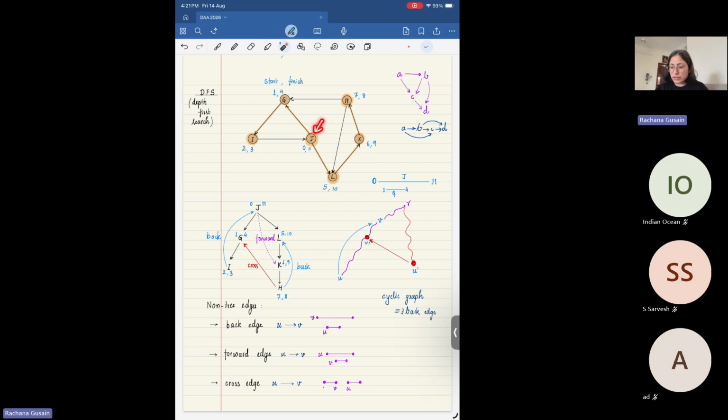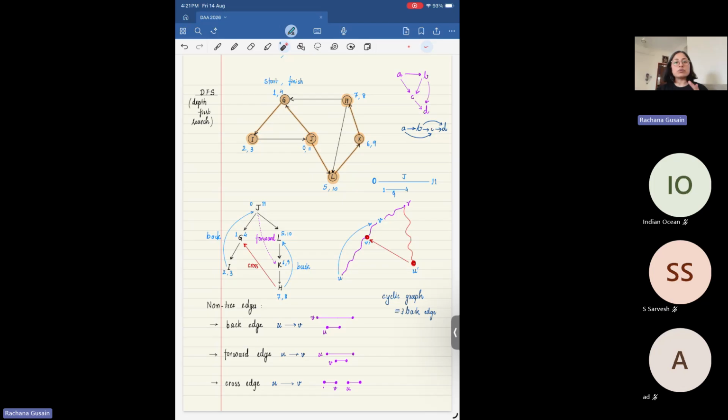I start with J, I assign it a number 0. Then I look at the outgoing edges from J and pick one of the two nodes, right? So let's say whenever we have a choice, we pick the nodes in dictionary order. So between G and L, I'll pick G. So when do I start exploring G? I start it at time 1.